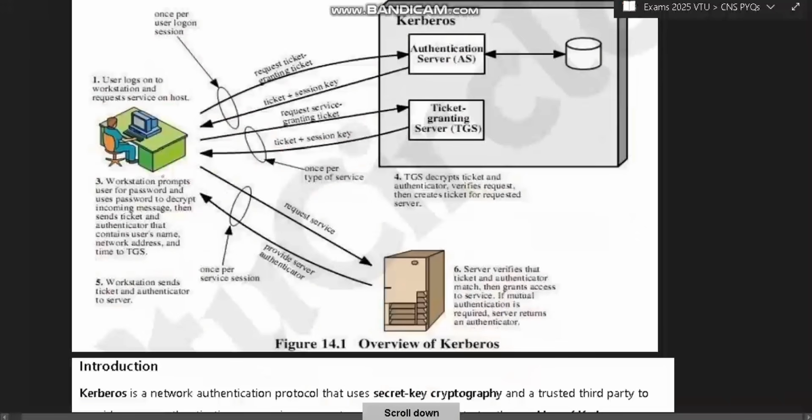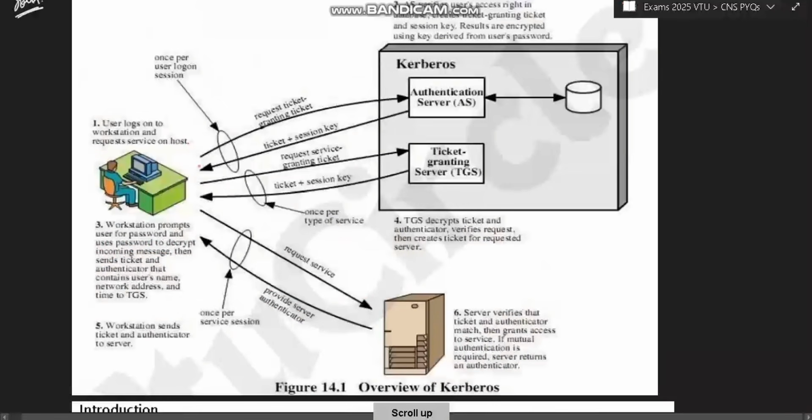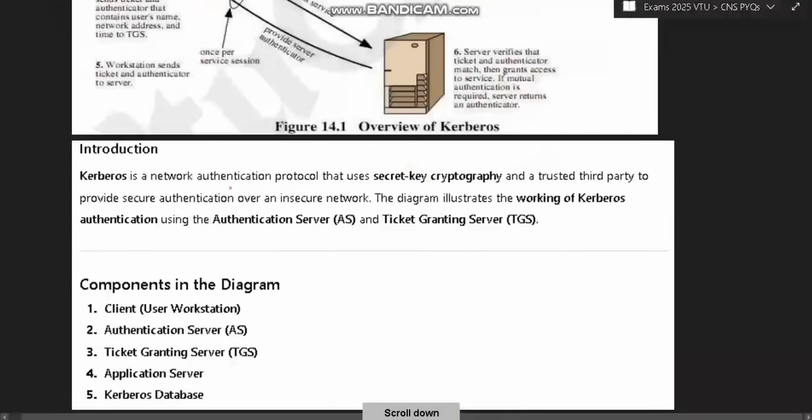Okay, and if the user wants to request a service, such as a password to decrypt the incoming messages, then it goes to the Kerberos server, and from here it provides the server authentication details. So these things happen in Kerberos. The same thing is here.